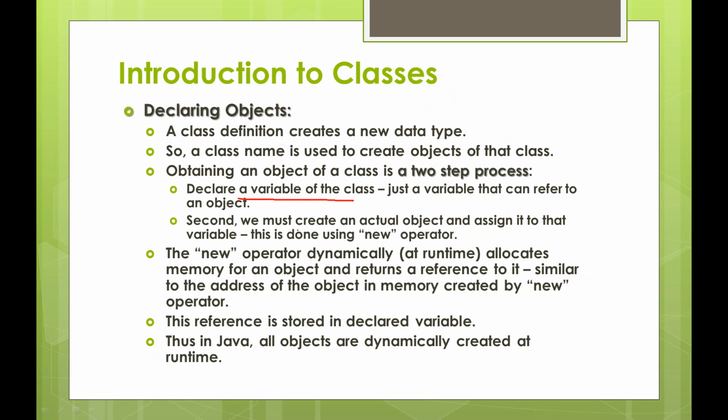Then what we do, we have to create an object, and then assign it to the variable. So the first step is declaring the variable of type book. Then we create an object. How do we create an object? By using the new operator.